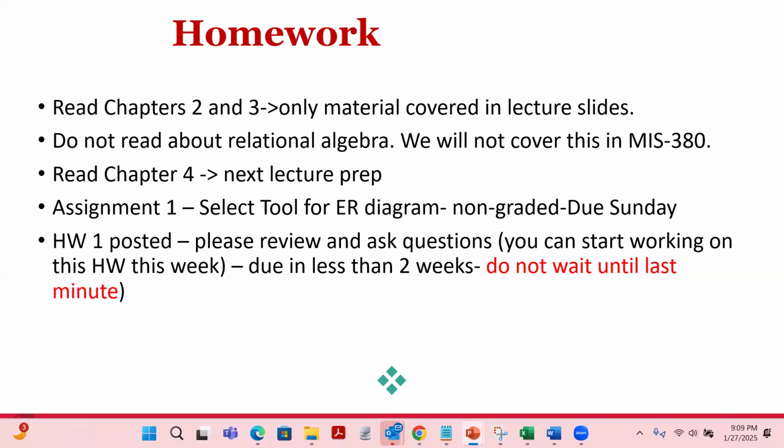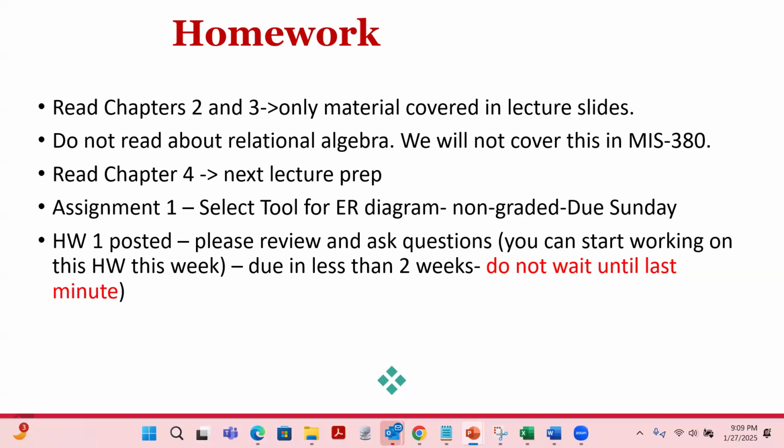You're welcome to read about relational algebra, but relational algebra is not going to be covered in this class either. So you're welcome to skip it. So that's for today's lectures, chapters 2 and 3.